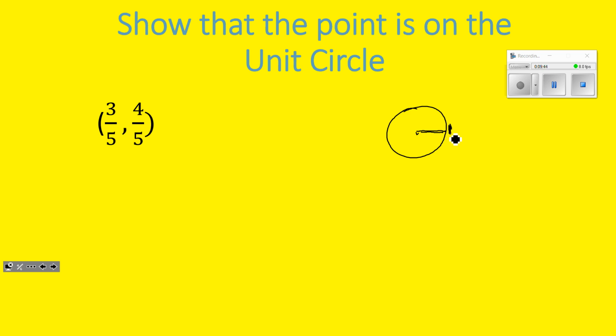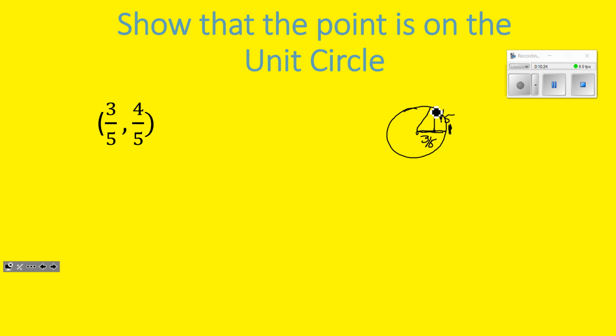So tell me how much 3/5 is, actually, like as a decimal. 0.6. So really, it's saying I'm going over 0.6. You with me? 0.5 would be halfway to 1. 0.6 is a little bit over halfway to 1. So that's my x. And then what's 4/5? 0.8. And so I'm going up 0.8. Correct? So I'm going over here 3/5. And I'm going up 4/5 because it's x comma y.